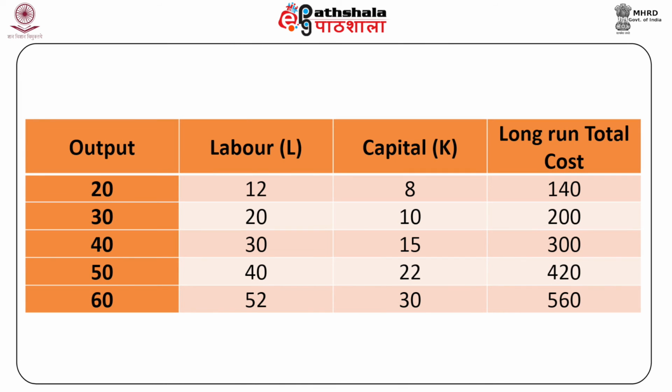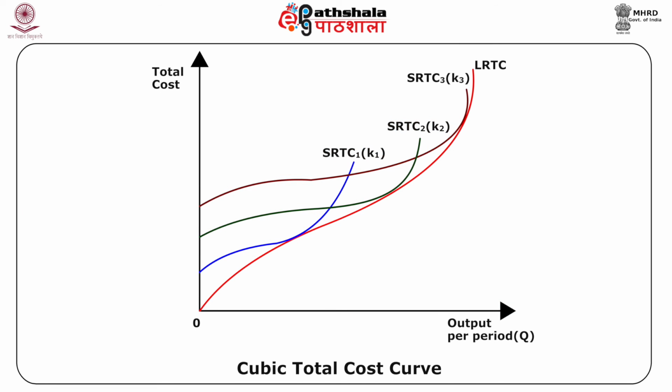Table 1 shows long run total cost of production for each output level using the least cost combination of the two variable inputs, labor L and capital K. As you can see in table 1, long run total cost with least cost combination of inputs, the columns give output, then labor, then capital, and the least cost long run total cost. The long run total cost, LRTC, curve is derived from many short run total cost curves.